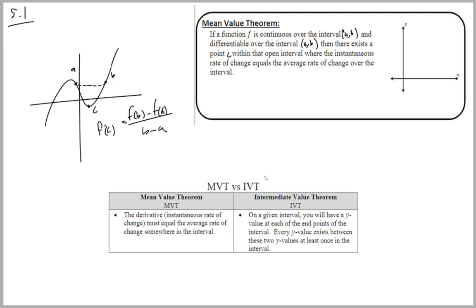The intermediate value theorem, however, talks about a specific point. There is a point in between this A and B. And that's basically it. The MVT talks about derivatives, and the IVT talks about a specific point.